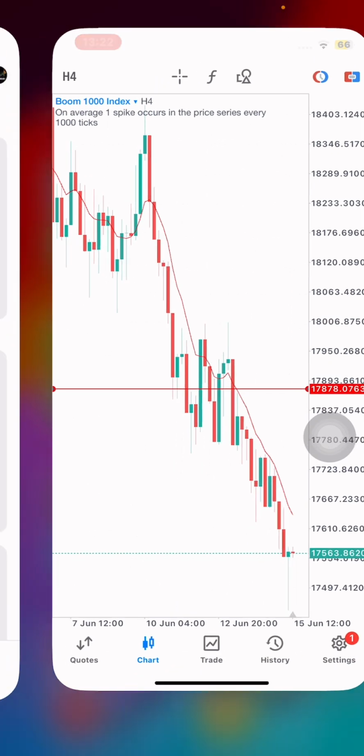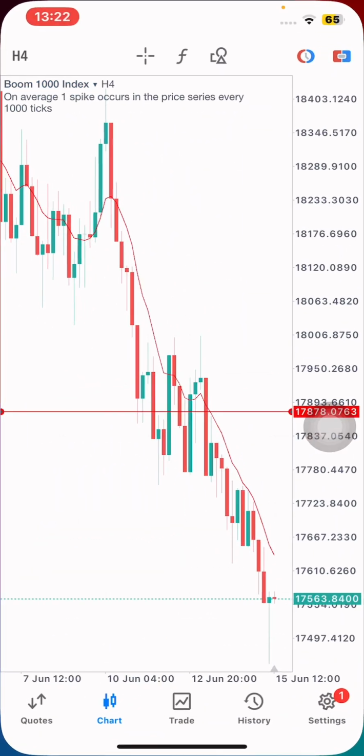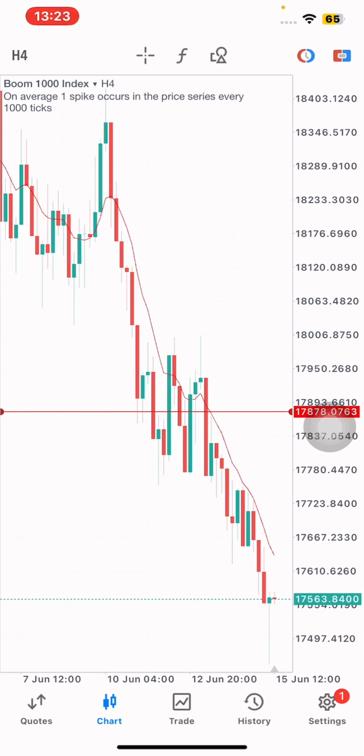I'm going to give you the next on our list, which is the technical analysis for 50k pips. As I told you, the simple understanding you need is that if you are targeting 50k pips, just target 5,000 pips. If you target 5,000 pips, it's very simple and easy for you to understand the market structure. And how are you going to target 5,000 pips? I have a very nice video that will show you how to unlock 5,000 pips on the Boom 1000 index.